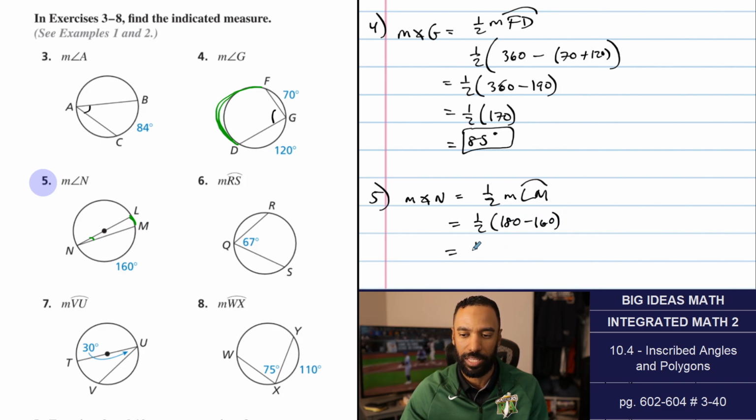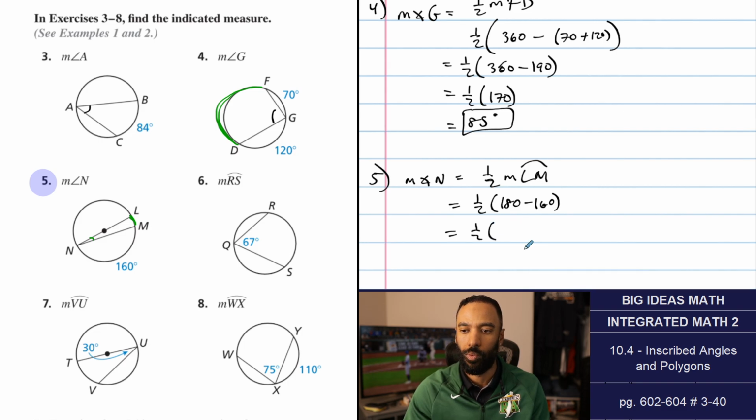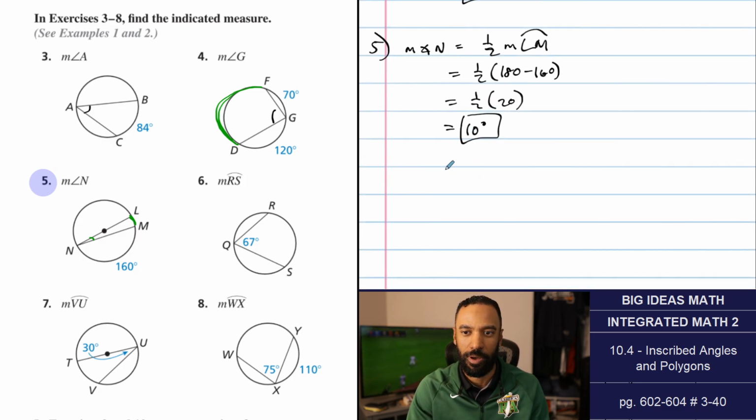This problem seems technically easier than the one before it. So 1/2 times 20, or half of 20, which is 10 degrees. I expected a small answer. I got a small answer. I feel pretty good about things.